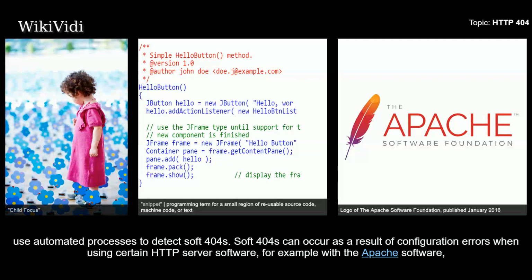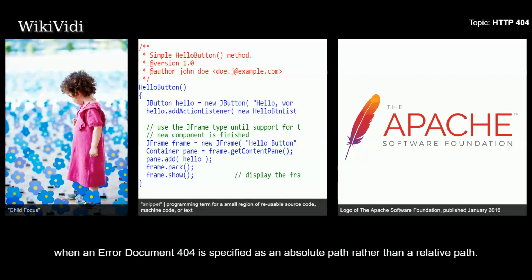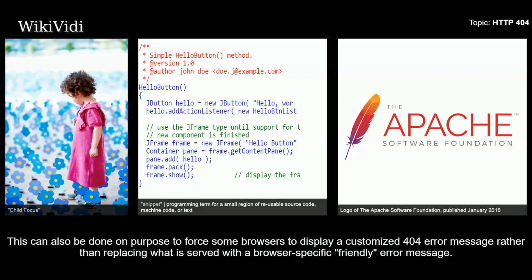Soft 404s can occur as a result of configuration errors when using certain HTTP server software, for example with the Apache software, when an error document 404 is specified as an absolute path rather than a relative path. This can also be done on purpose to force some browsers to display a customized 404 error message rather than replacing what is served with a browser-specific, friendly error message.